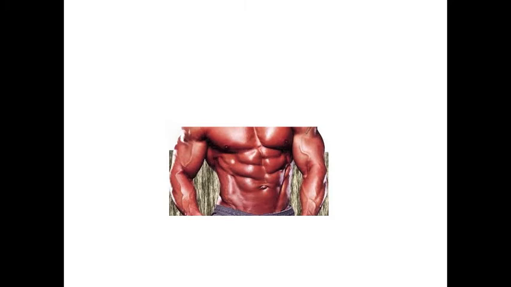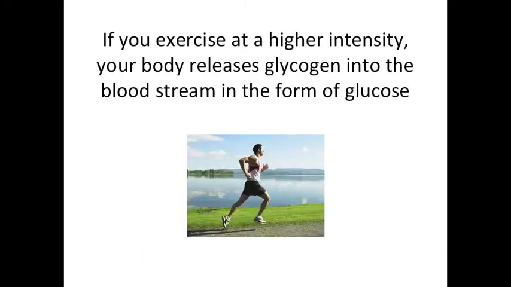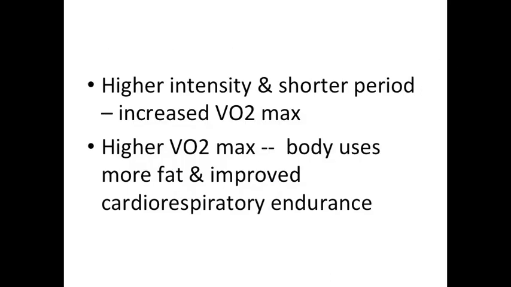Glycogen, or stored carbohydrate, is the most easily and readily available form of energy. So if you exercise at a higher intensity, your body releases glycogen into the bloodstream in the form of glucose, so your body can use that for energy. But if you exercise at a higher intensity for a shorter period of time, you increase your VO2 max, which refers to the maximum amount of oxygen your body uses. If you have a higher VO2 max, your body uses more fat at rest, and you improve your cardiorespiratory endurance more if you exercise at a higher intensity, because cardiorespiratory endurance is directly tied to your VO2 max.